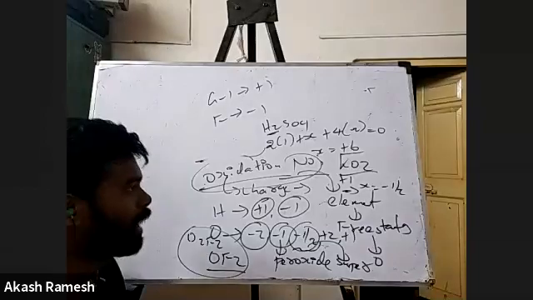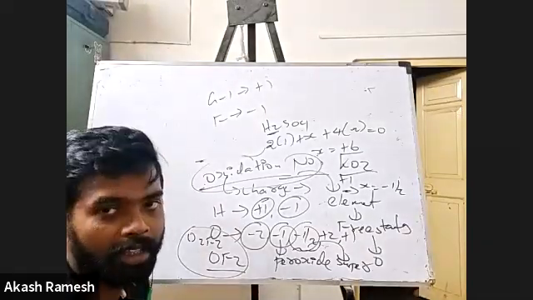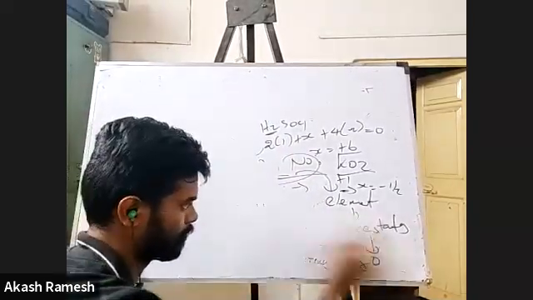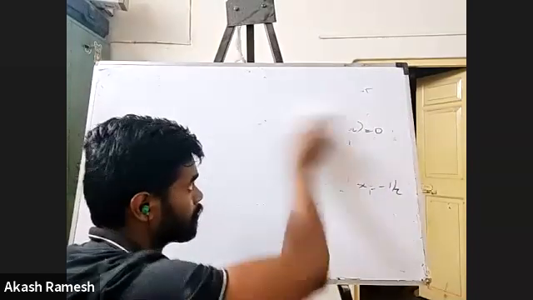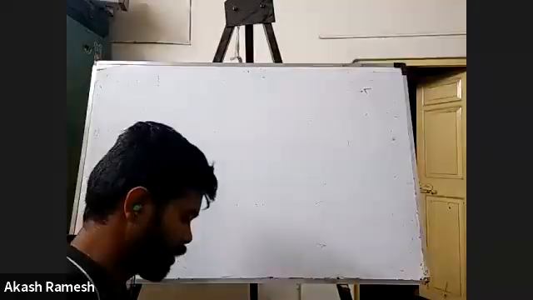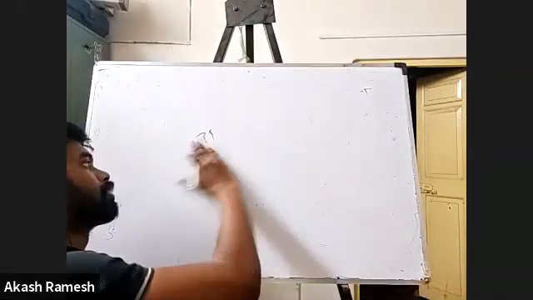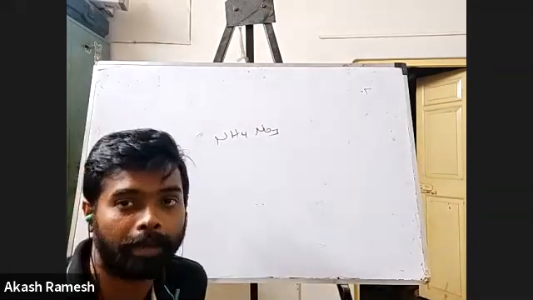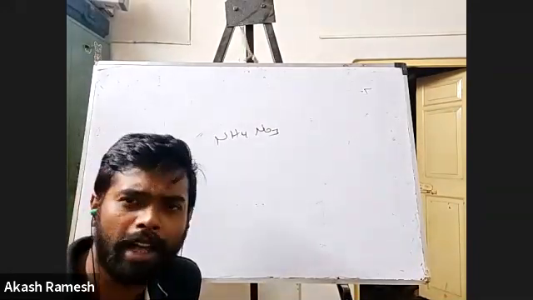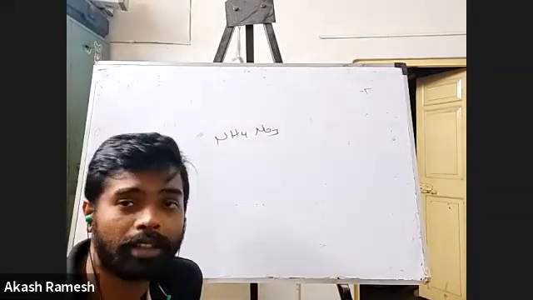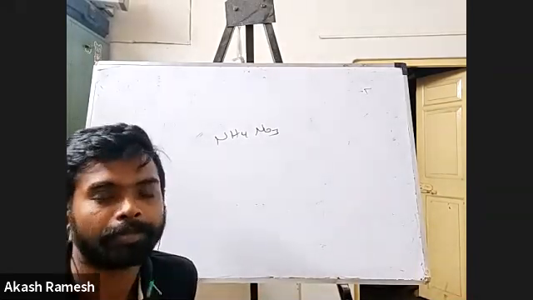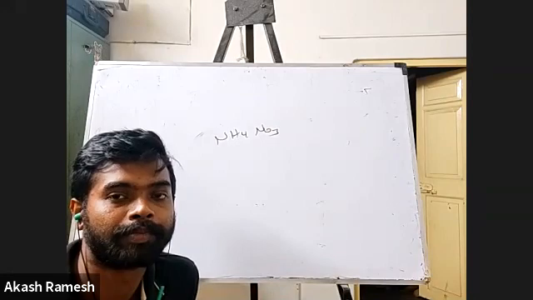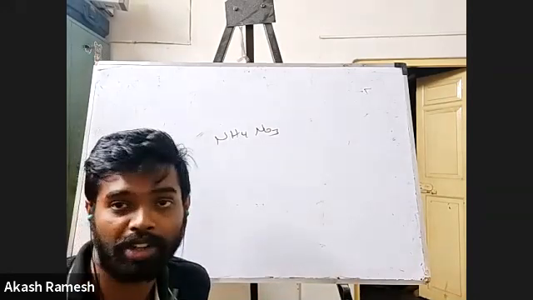Now, if I have to take some not so easy cases, say for example NH4NO3, ammonium nitrate salt. If I ask you what is the oxidation state of nitrogen here, can you just calculate and tell me? Nitrogen's oxidation number.